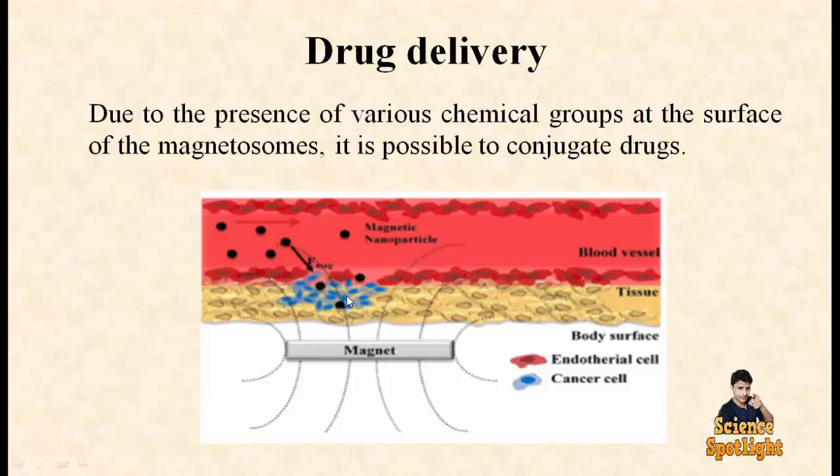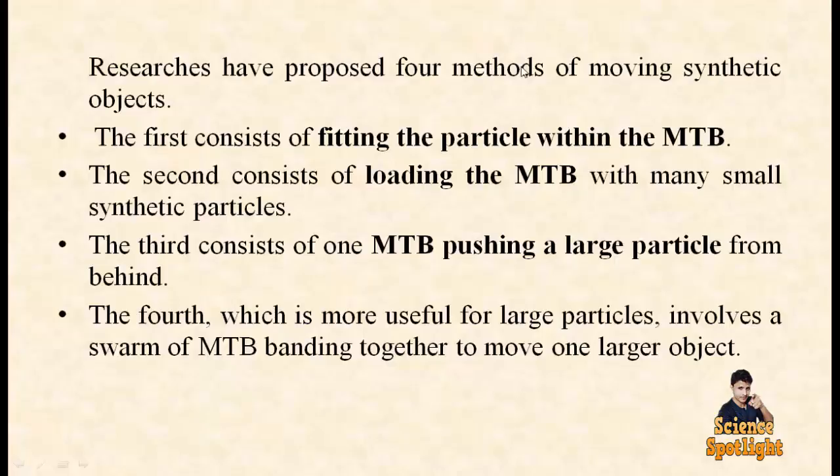And researchers have proposed 4 methods for moving synthetic objects. The first consists of fitting the particles within a magnetotactic bacterium, and the second is loading the magnetotactic bacteria with small synthetic particles. The third is magnetotactic bacteria pushing large particles from behind, and the fourth, which is very useful for large particles, involves these magnetotactic bacteria swarming from one side to another. They move together, and along with that they can carry the large objects.